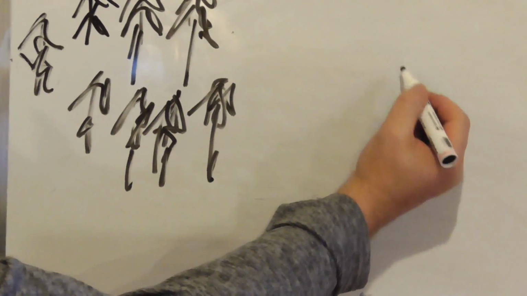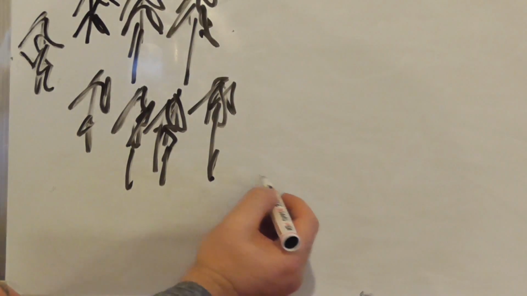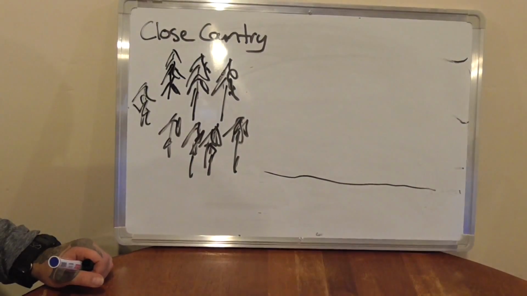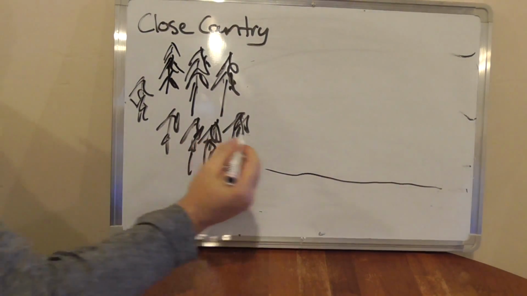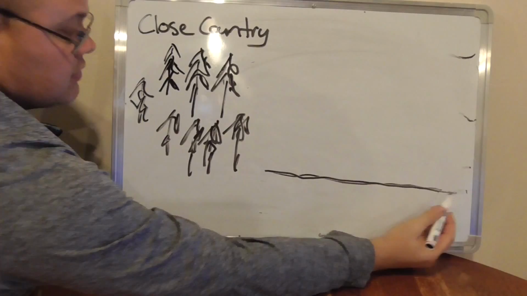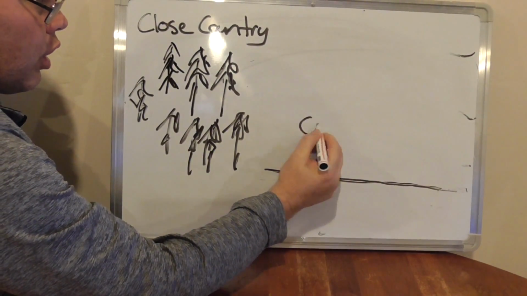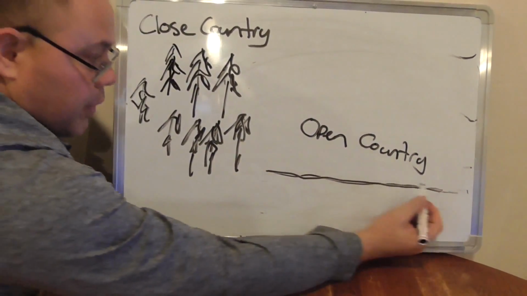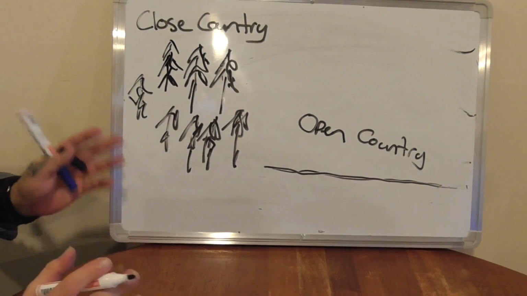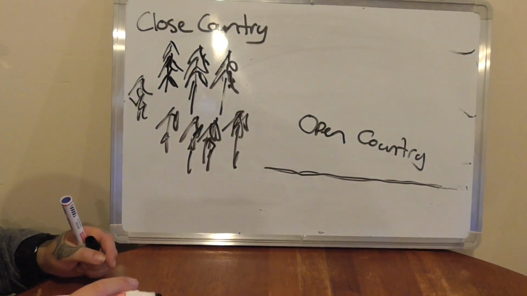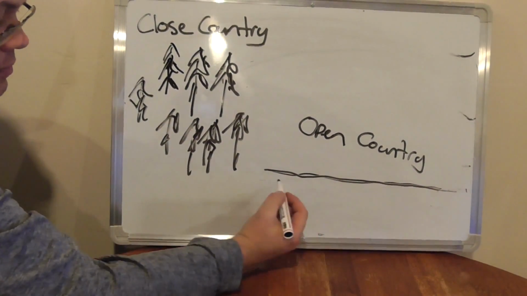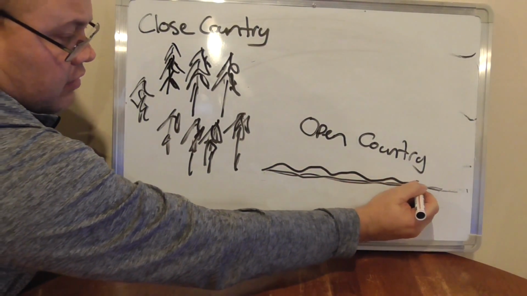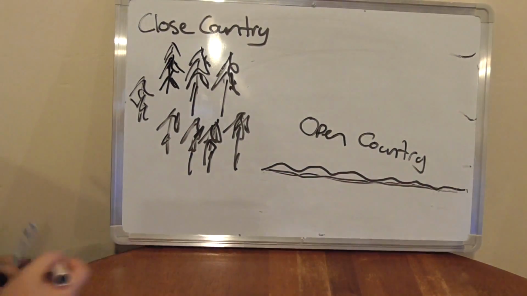And if there's no trees, this whole area over here, that would be what we call open country, because it's all open. There's no trees. There may be rocks and a few trees here and there, but it's all open country. So the open country may be open country, but it's undulating ground. It's all up and down. Undulating ground.